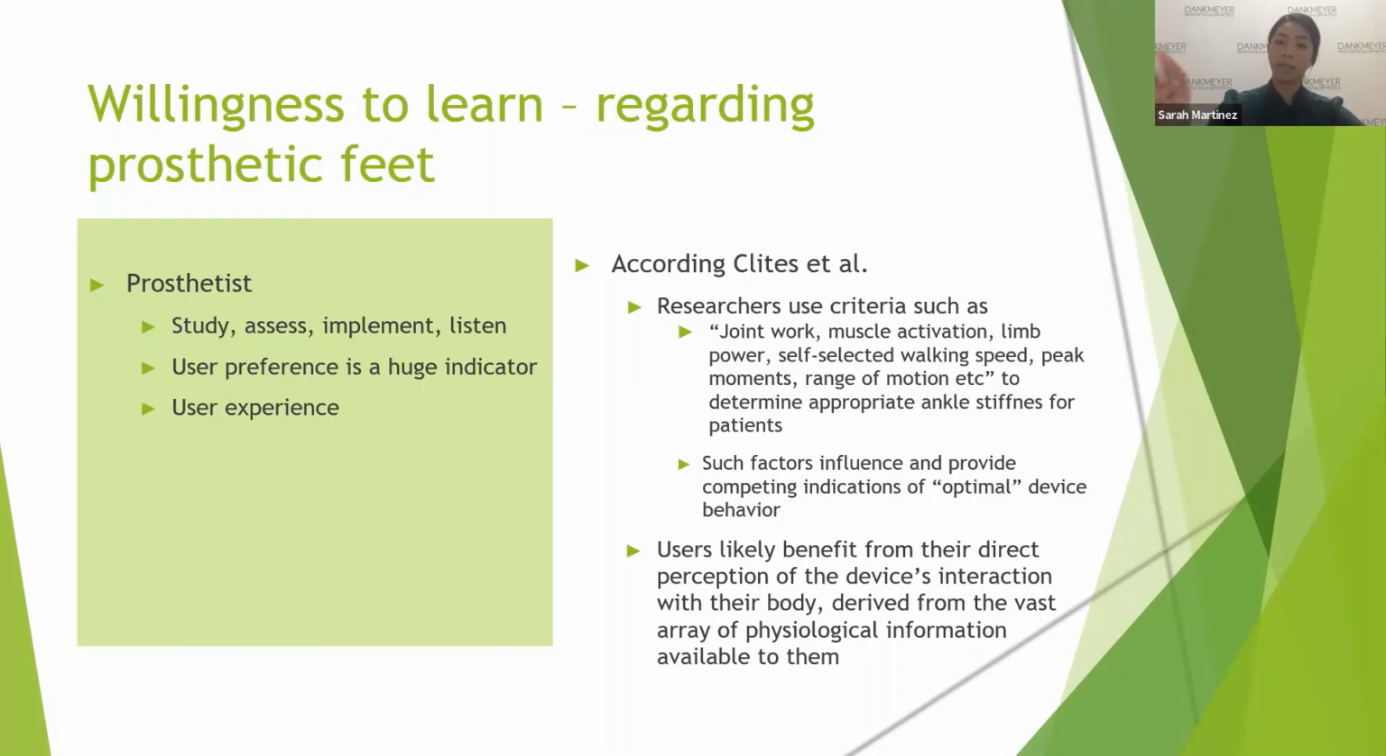It talked about ankle stiffness. According to Kleitz, these researchers used criteria such as joint work, muscle activation, limb power, and self-selected walking speed to determine the best ankle stiffness for the patients in the study. And the last bullet point, I thought it was nice and a refreshing bullet point: users likely benefit from their direct perception of the device's interaction with their body, derived from the vast array of physiological information available to them.